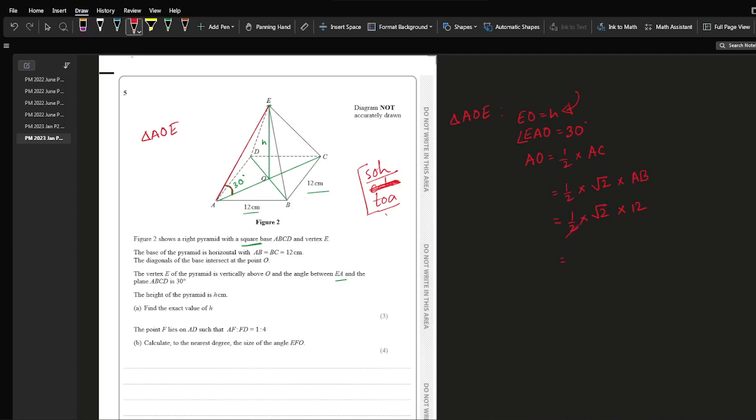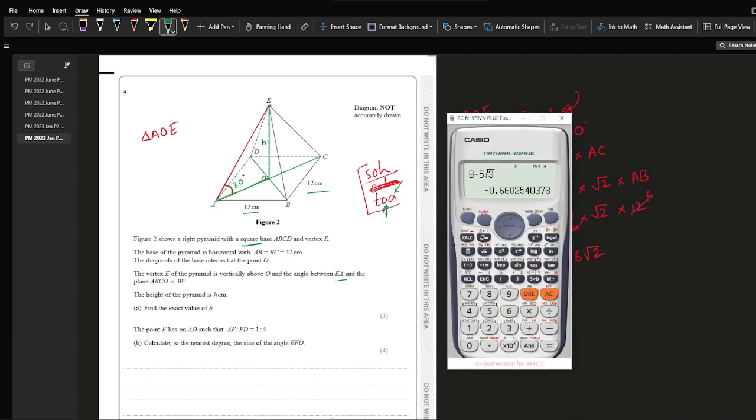So if we cancel this out, we are left with 6 root 2. This is AO. Now that we have AO, we can apply tan. Adjacent and opposite. Tan 30 degrees is equal to adjacent by opposite. So adjacent is 6 root 2, which we just found, and opposite is the H.